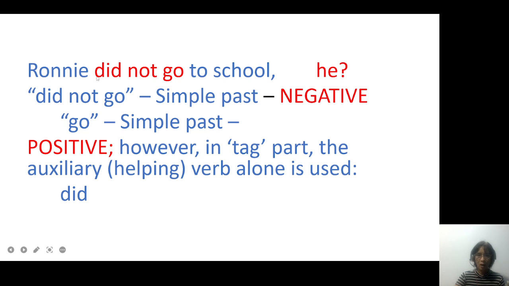Now another example, Ronnie did not go to school, blank he. So did not go is in the simple past, which is a negative statement. And again, the verb go is in the simple past. Now, to turn it into positive, you have to put the tag with not, a didn't, because the not is already confirming it is in a negative side. So that means we're going to use the positive side in the tag. So we say Ronnie did not go to school, did he?